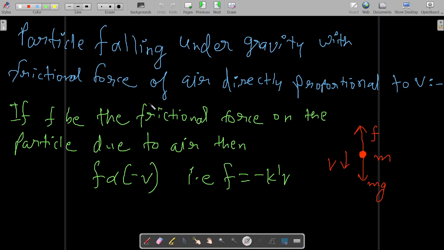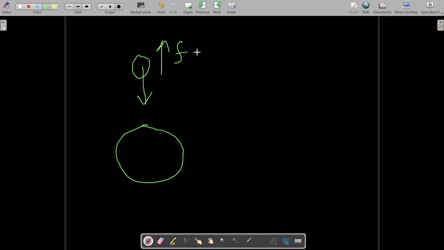Suppose a ball is falling on Earth. This is your ball, and suppose it is falling on the Earth. Then do you think such a kind of resistive force is possible? In real life I am saying. In a physics problem it is possible, no doubt, but in real life a resistive force directly proportional to velocity, such a situation can never arise.